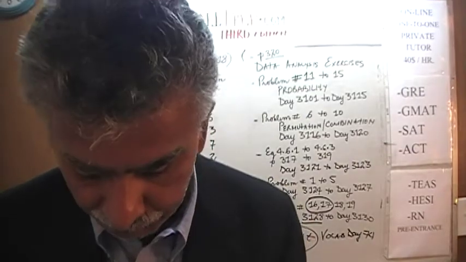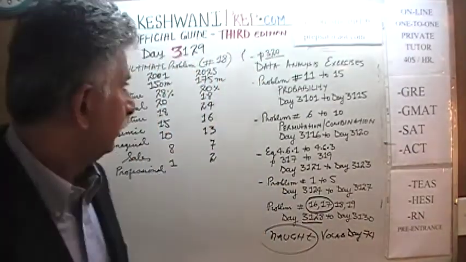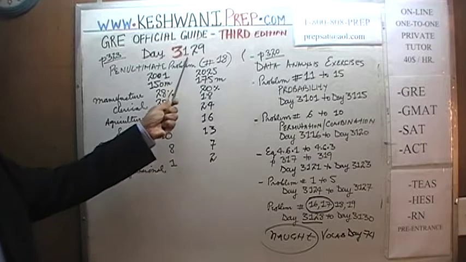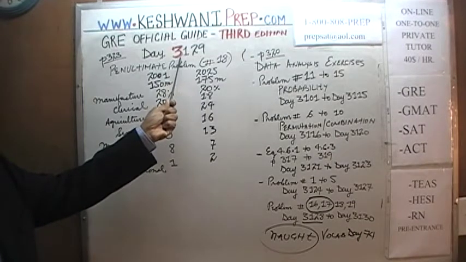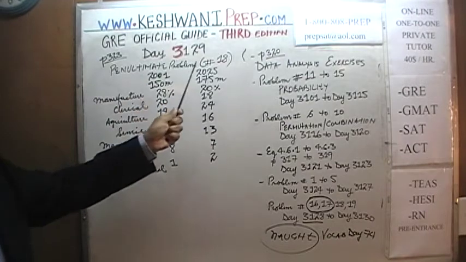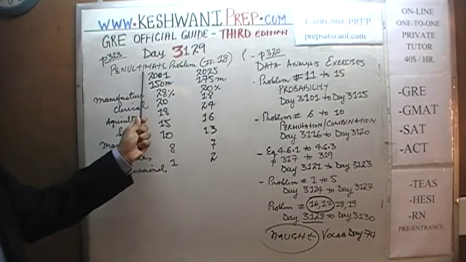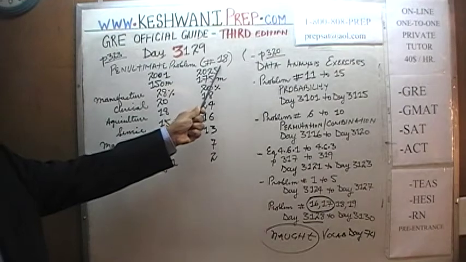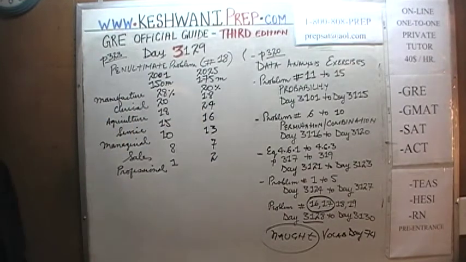Today is our lesson number 3129. The 3 signifies that we are in the third edition, day 129. Today we'll do the second to the last problem, the penultimate problem in the book, problem number 18, which you will find on page number 223.